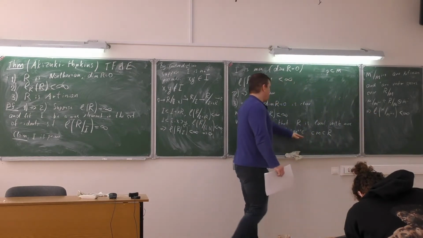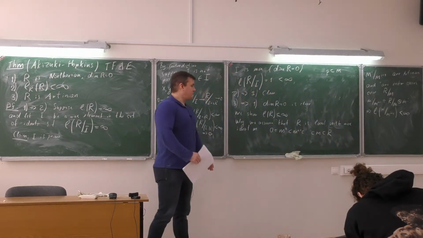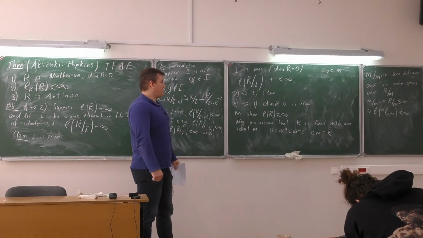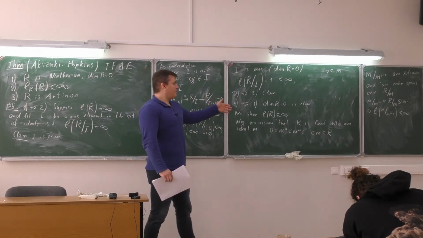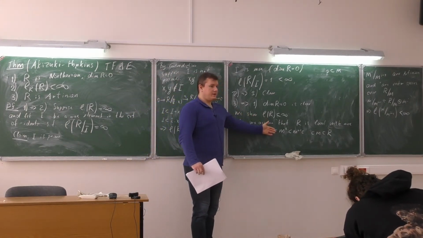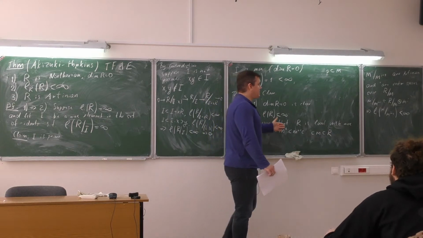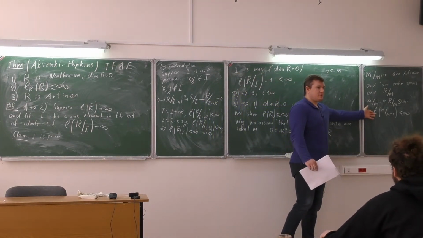So we have this chain. Well, this is not a composition series, but this can be refined to a composition series after finitely many steps. And how many finitely many steps do you need? Well, you need to take the sum of all such lengths.